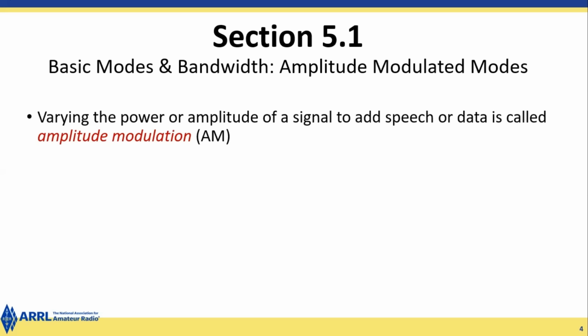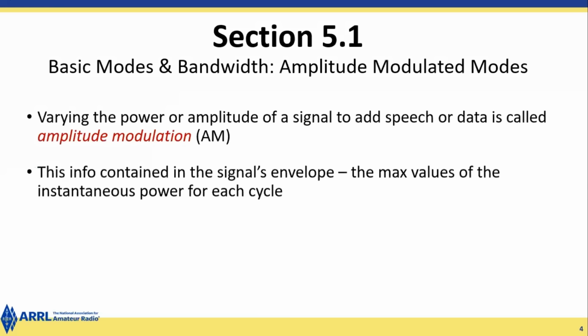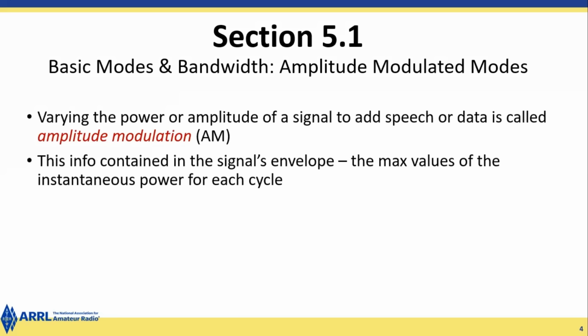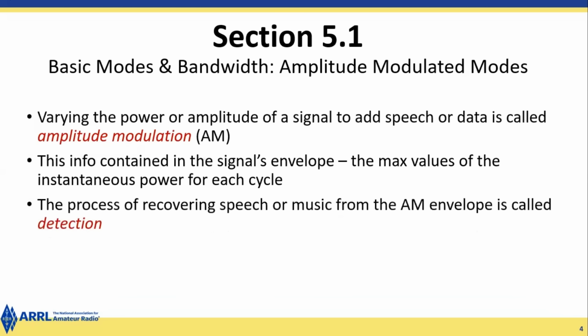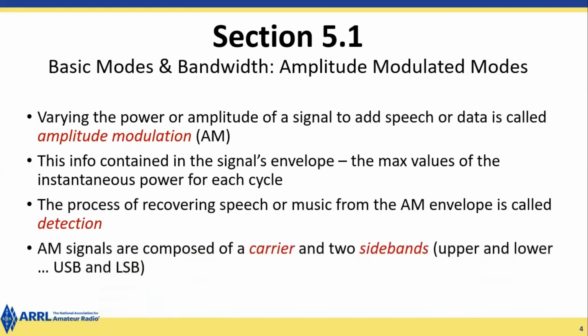Varying the power or amplitude of a signal to add speech or data is called amplitude modulation, or AM. The information is contained in the signal's envelope, the max values of the instantaneous power for each cycle. The process of recovering speech or music from the AM envelope is called detection. So we've got amplitude modulation to generate, and detection to decode.